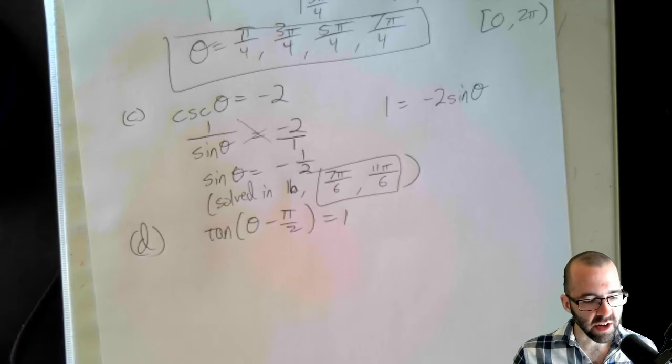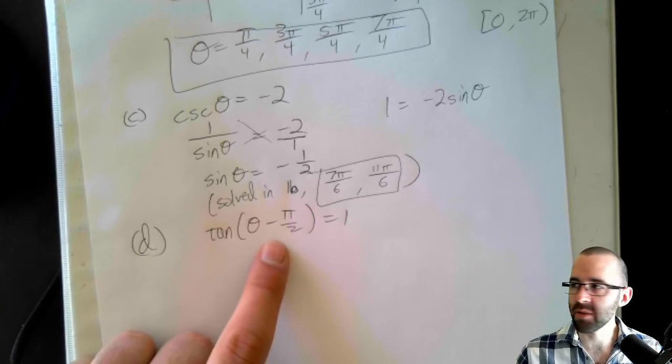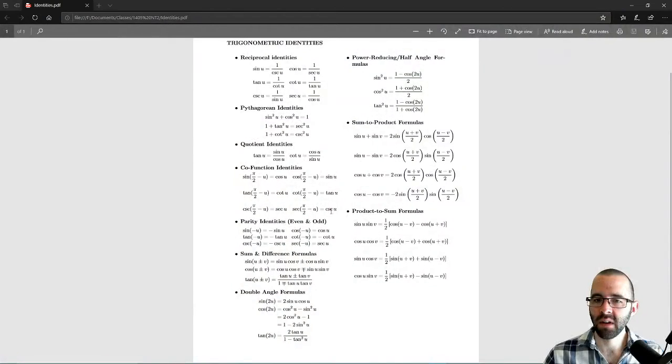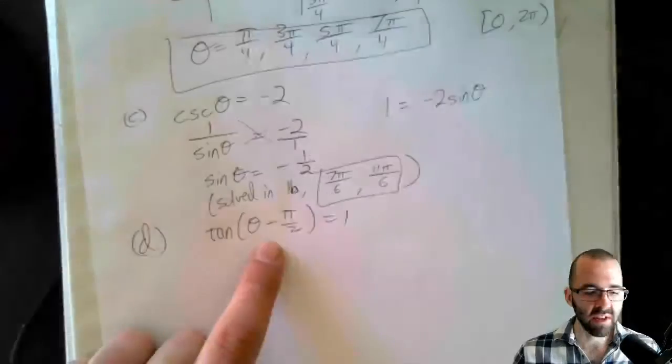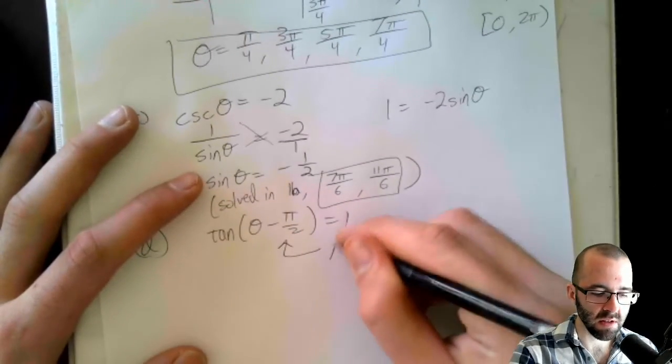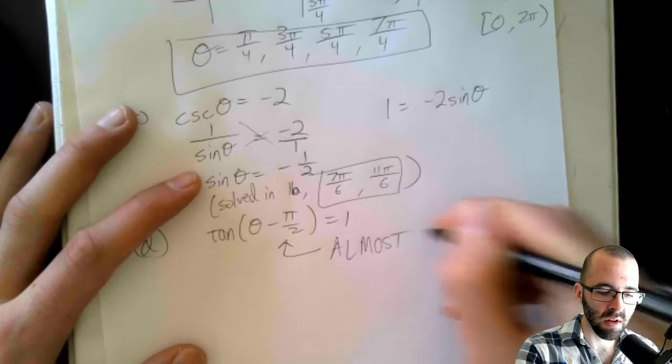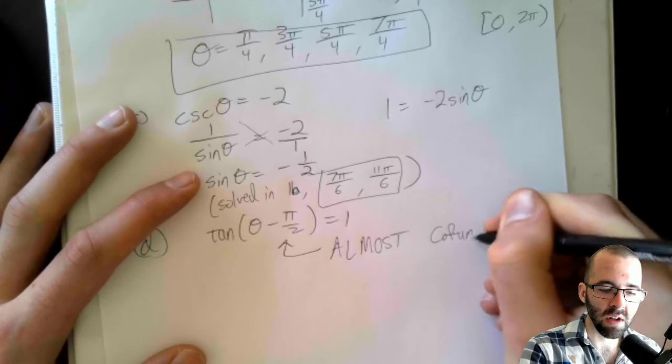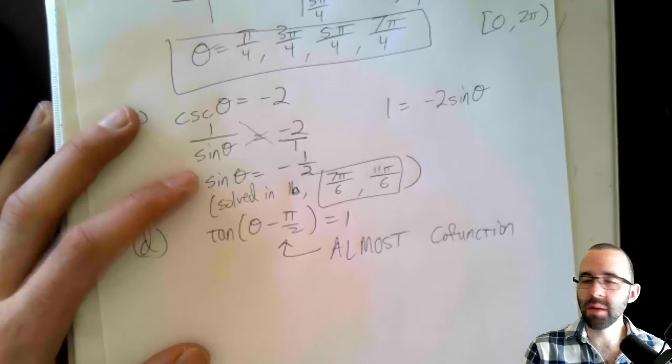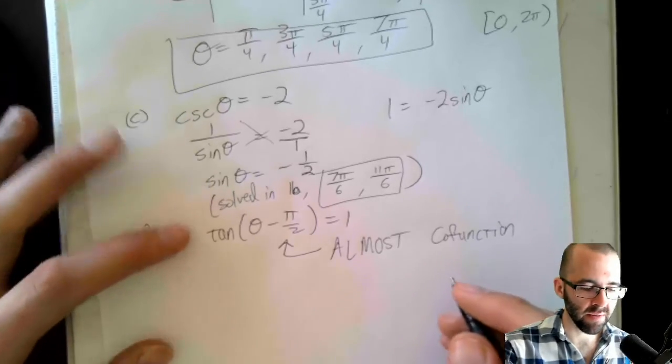Then notice if you're going to use a cofunction, what do we have here? We have theta minus pi over 2. But the cofunction identity is not exactly that. It's pi over 2 minus theta. The cofunction identity is actually the opposite of the inside of what we have. So this is almost cofunction, but we can make it cofunction, right?